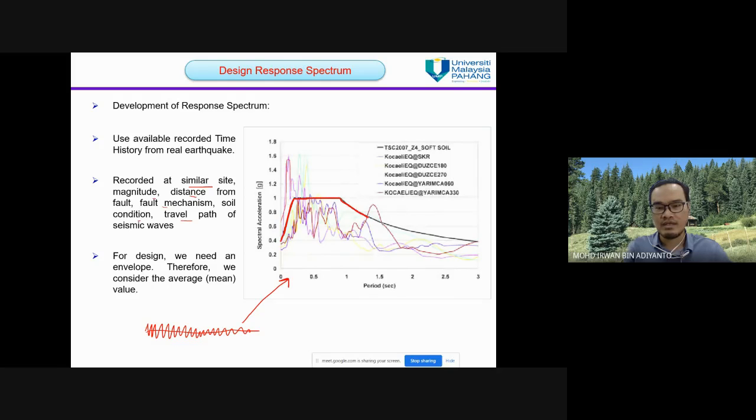Okay, this is the standard shape of design response spectrum. This is the period of vibration, and this is the spectral acceleration. For the design, we need an envelope, therefore we consider the mean value, as I mentioned before.